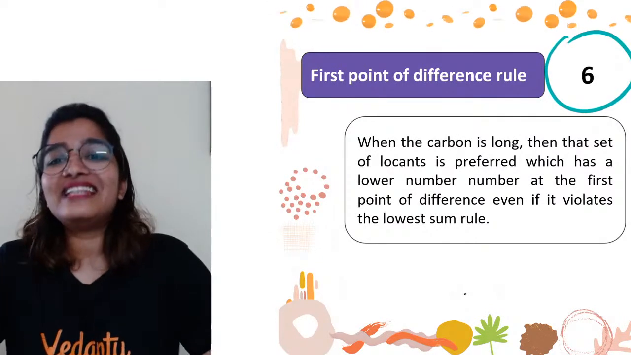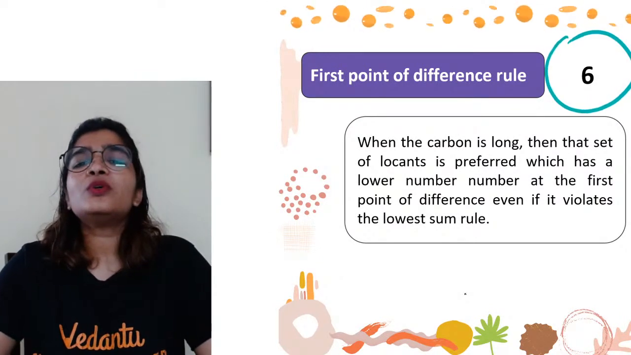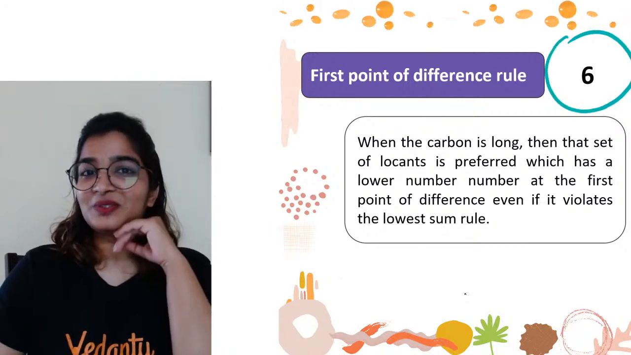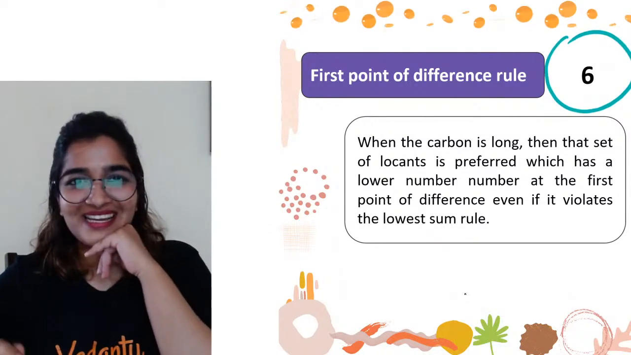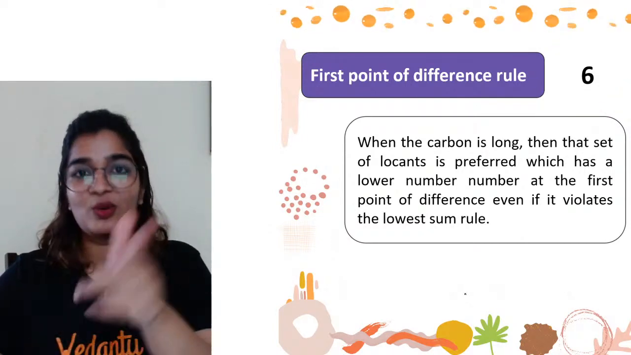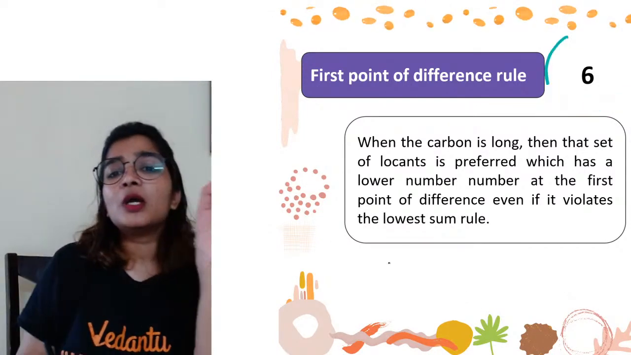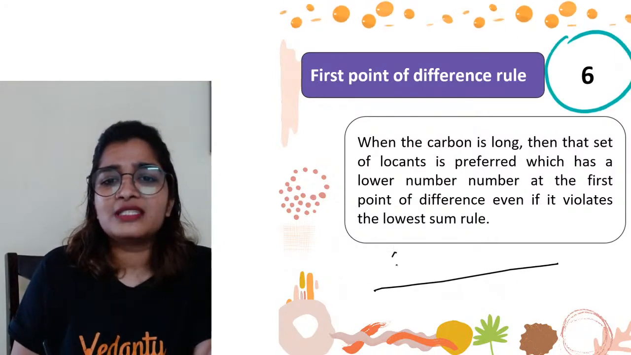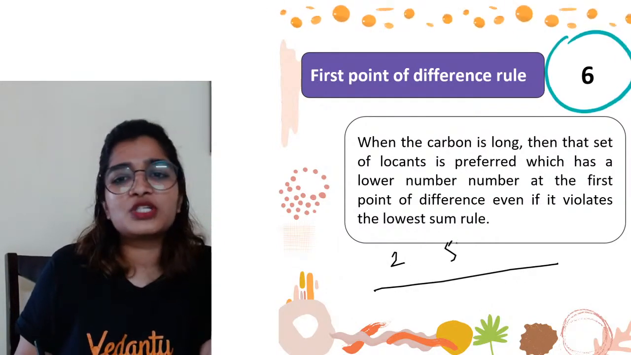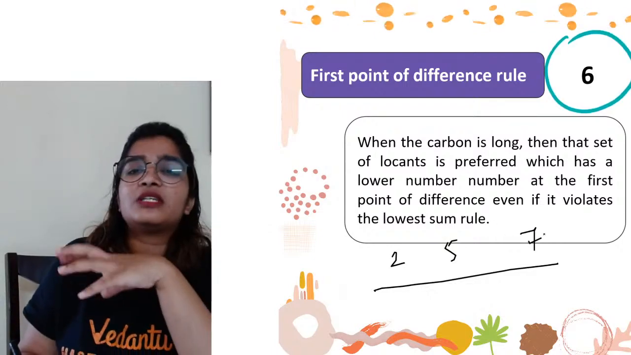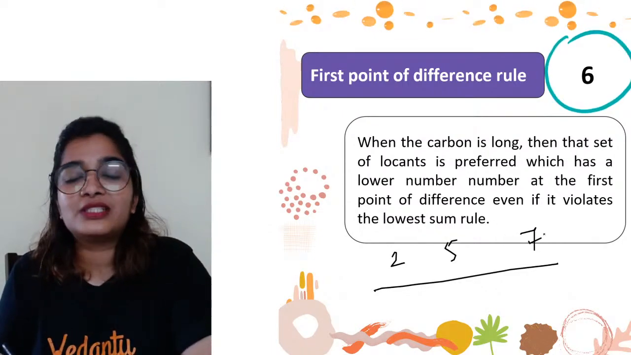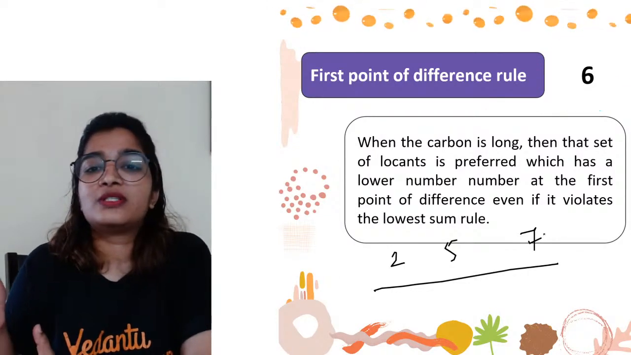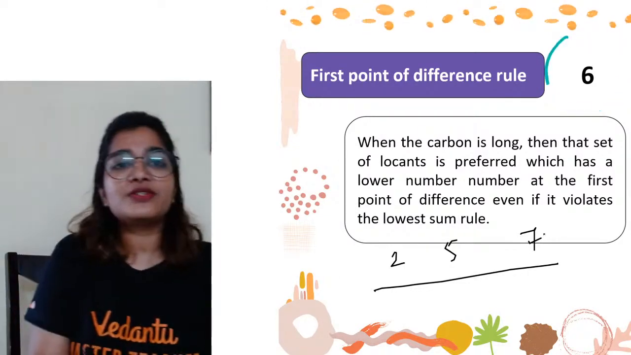Okay. The next one is, of course, you think there are so many rules and organic chemistry won't break any of them. You can violate one rule here. When the carbon chain is very long, you have something at the second position and the fifth position, and at the seventh carbon atom some group is attached. What you can do is actually violate the lowest sum rule. For example, I'll just give you an example.